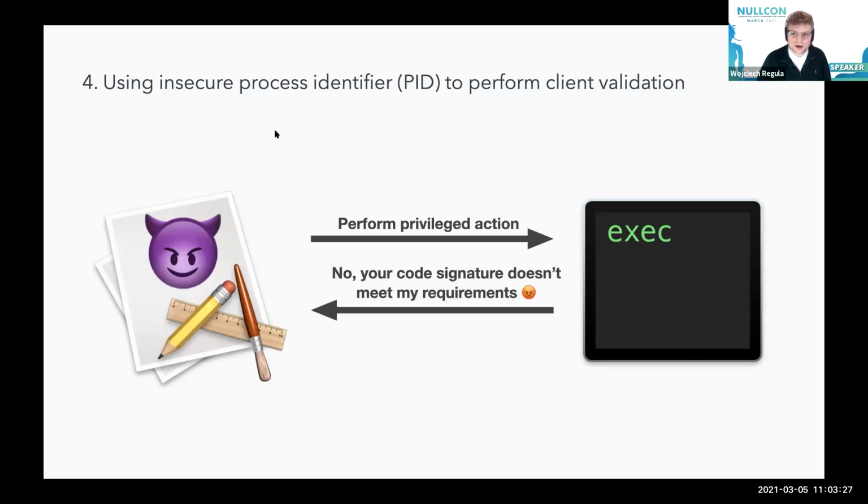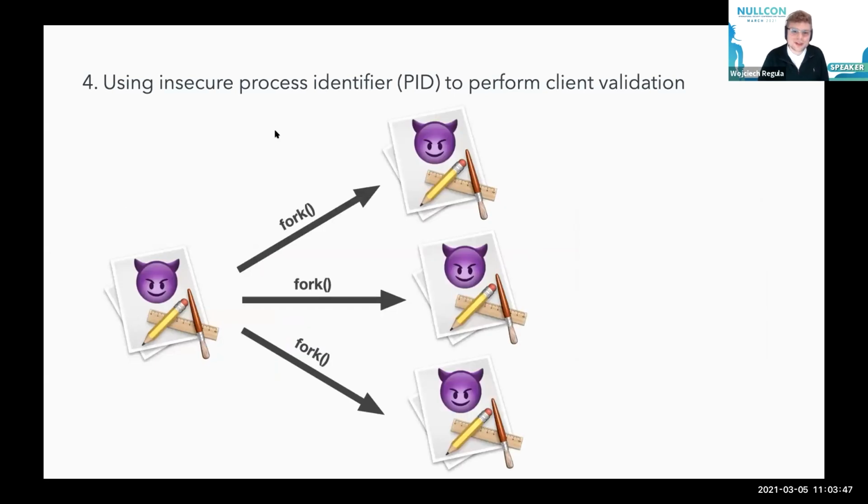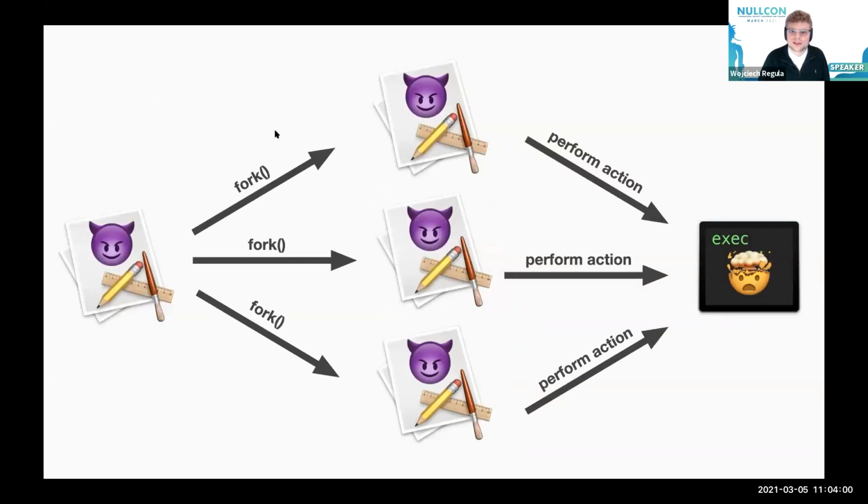When we have our malicious application, the server performs the cryptographic validation. Of course, if we try to connect to that server, our signature doesn't meet the requirements, so the connection will be quickly invalidated, right? But what if our malicious application forks a lot of times, like hundreds of times, and each of these children tries to connect to the XPC server?